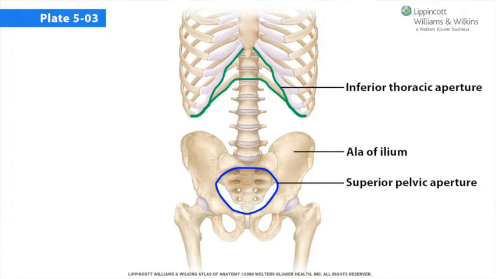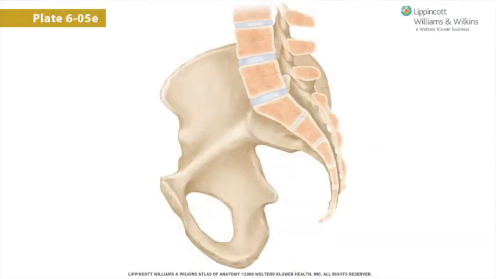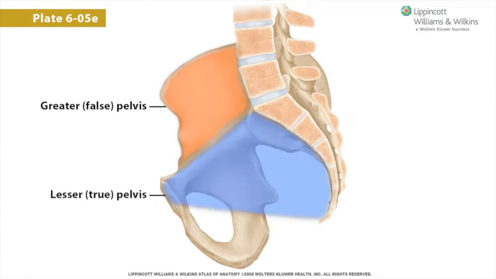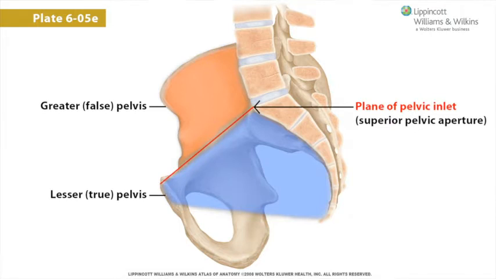The ala, which is Latin for wing, is the posterolateral portion of the ilium that ends superiorly along the iliac crest. The area between the ala is referred to as the greater pelvis, or false pelvis, as opposed to the lesser or true pelvis, which is found inferior to the superior pelvic aperture. These bones provide attachments for the muscles of the posterior abdominal wall.